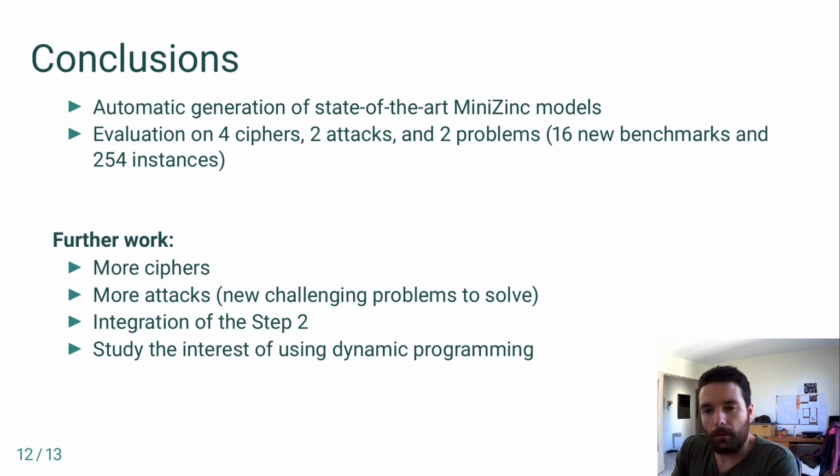Also, what we could do to go a bit further is to add new kinds of ciphers and more attacks. For instance, we can add the boomerang attack. We can integrate also the step 2. So far we only studied the abstraction, but we could make the whole chain to have a better view. And we could also study some dynamic programming algorithms that could be very efficient compared to MIP, CP, or SAT.